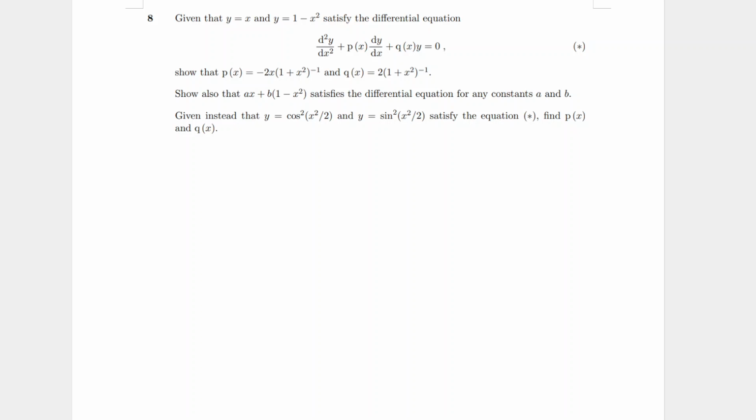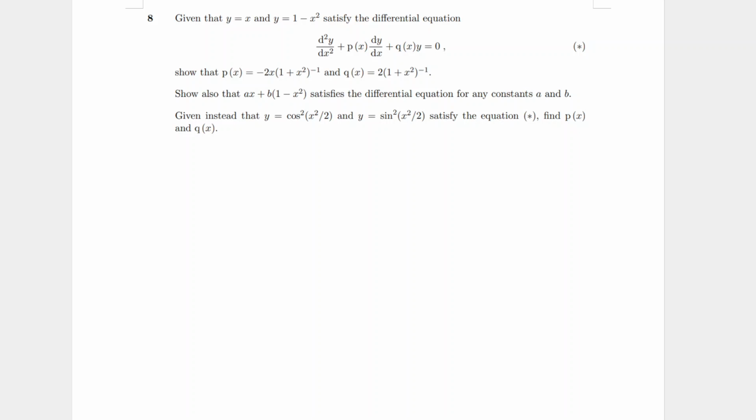Okay, let's look at 2001. Step 1, question 8. So, differential equation question. Given that y equals x and y equals 1 minus x squared satisfy the equation, what should p(x) and q(x) be? Well, simple. Just chuck it in essentially, right? Because with p(x) and q(x), you get simultaneous equations in them, because I have two solutions to the differential equation already, right?